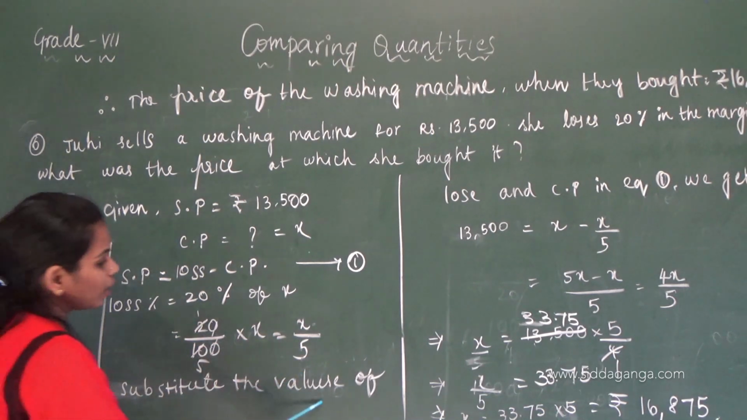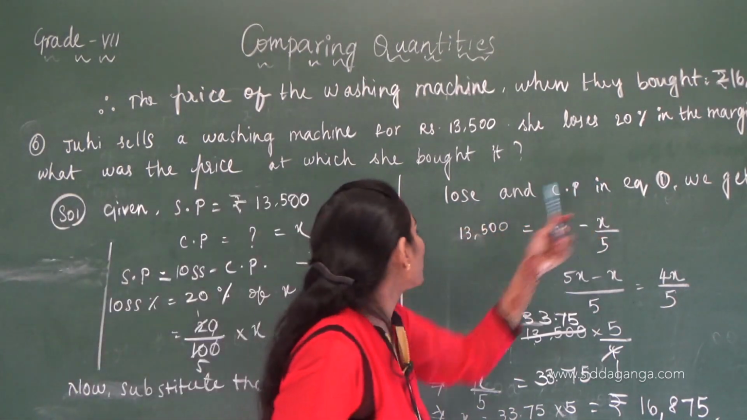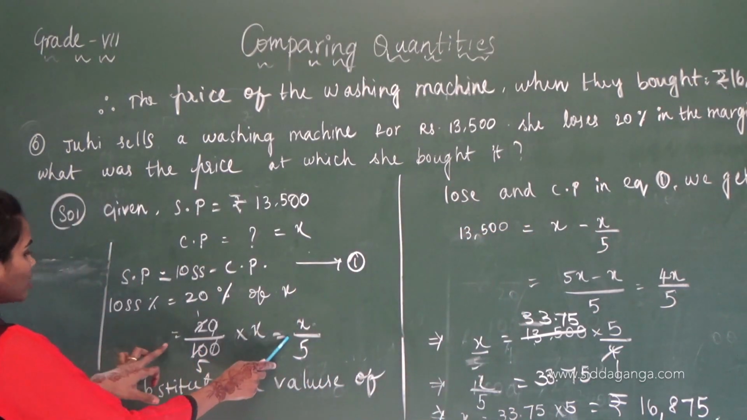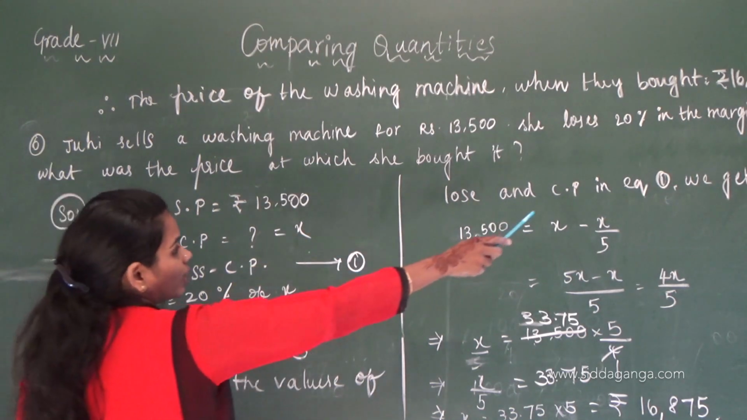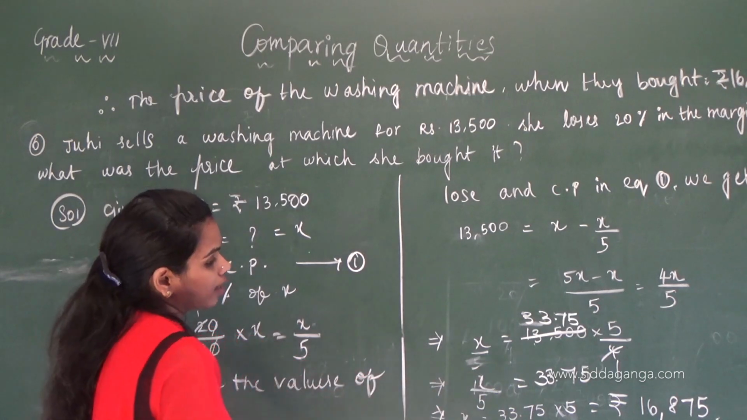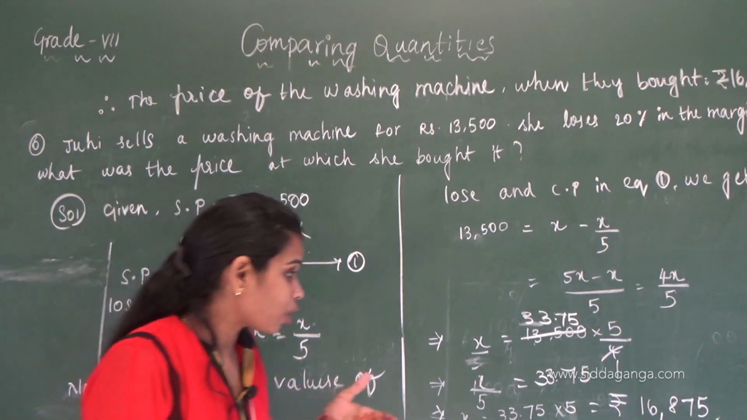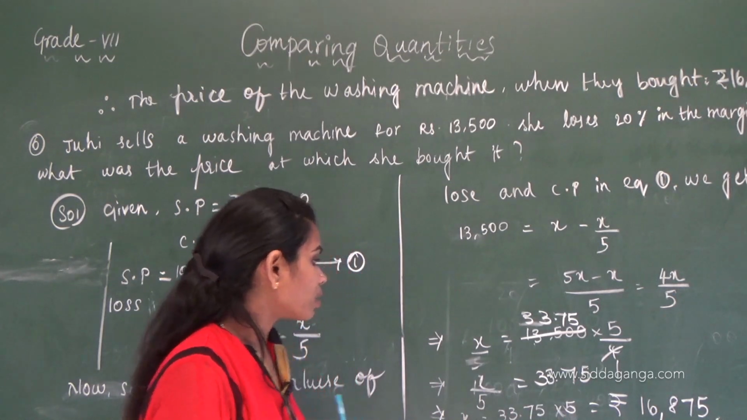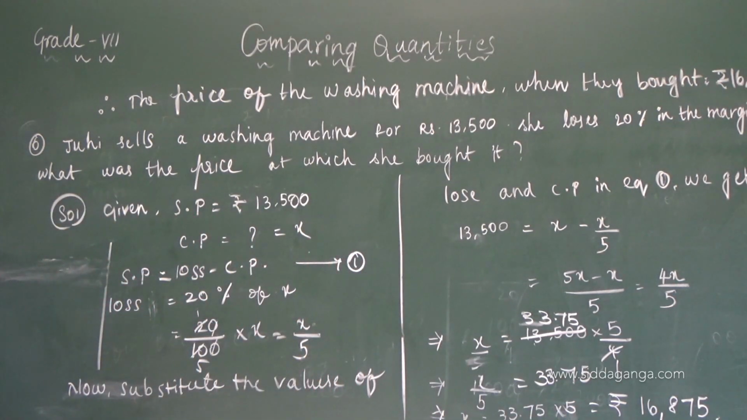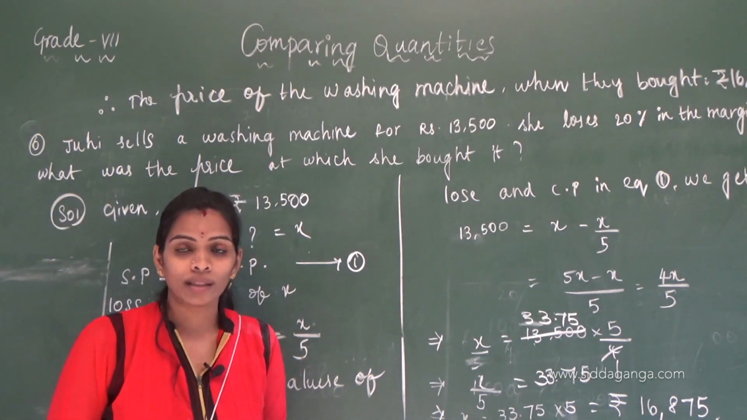Now substitute the values of loss and CP in equation 1. This one is loss and this one is CP, and then we will get the answer. If you find the value of x, then first we get x by 5, that is the loss, 33.75. Then how much amount she lost, all that comes. Okay, thank you children.